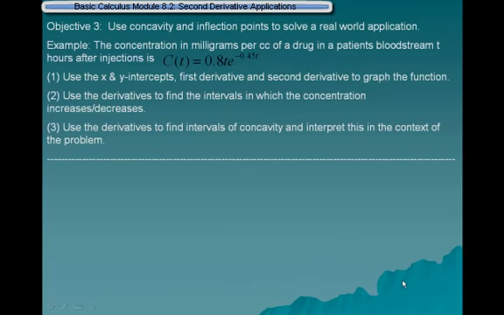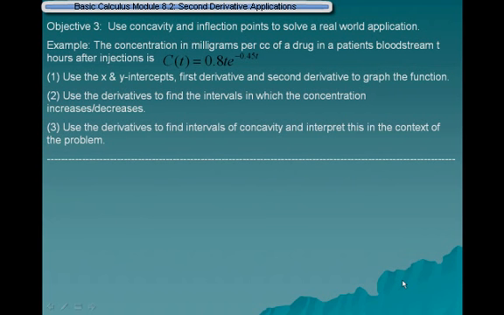Objective 3. Use concavity and inflection points to solve real-world applications. Example: the concentration in milligrams per cc of a drug in a patient's bloodstream t hours after injection is modeled by this function. Use the x and y intercepts, first derivative and second derivative to graph the function. Use the derivatives to find the intervals in which the concentration increases and decreases, and use the derivatives to find intervals of concavity and interpret this in the context of the problem.